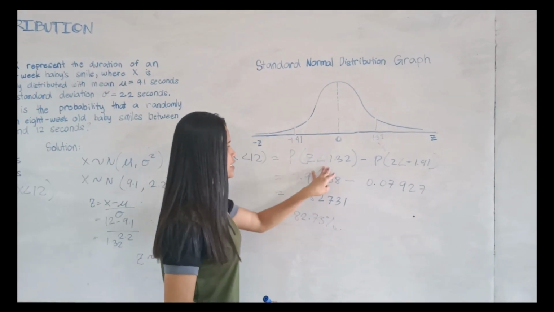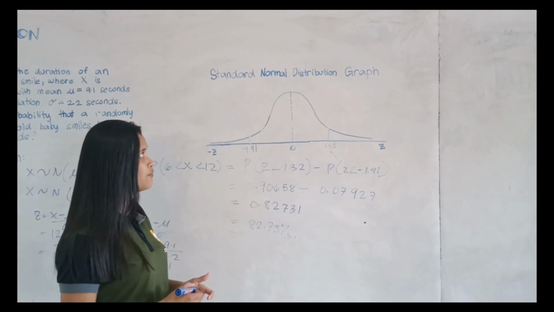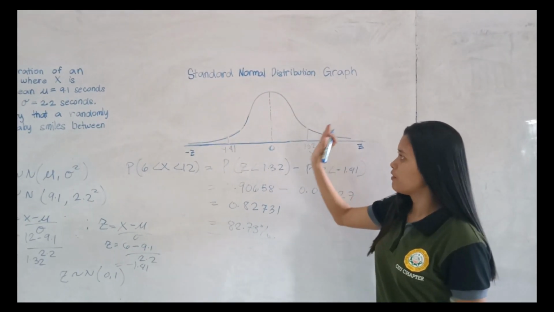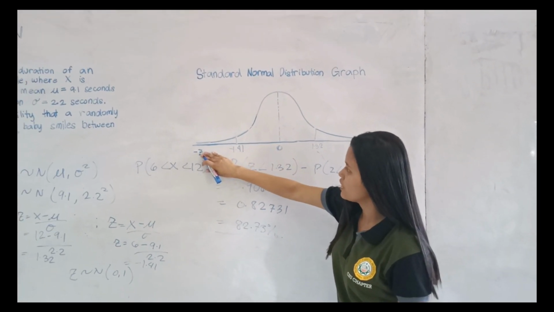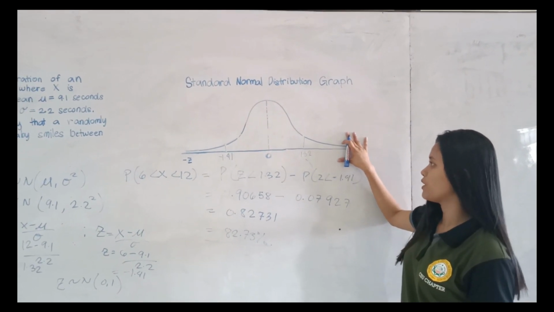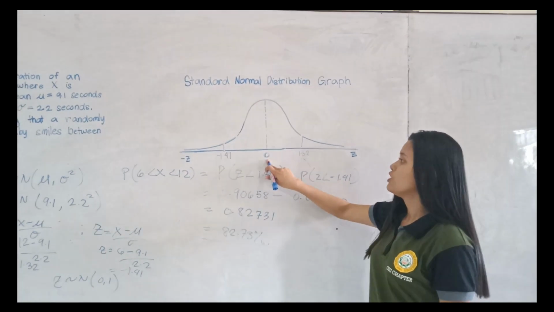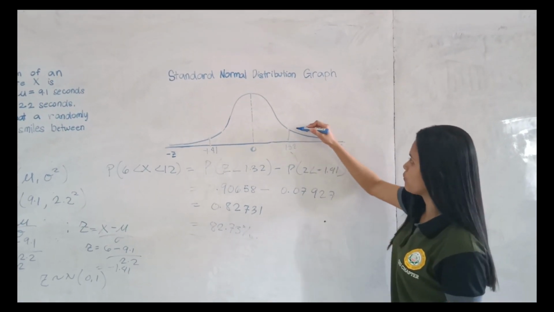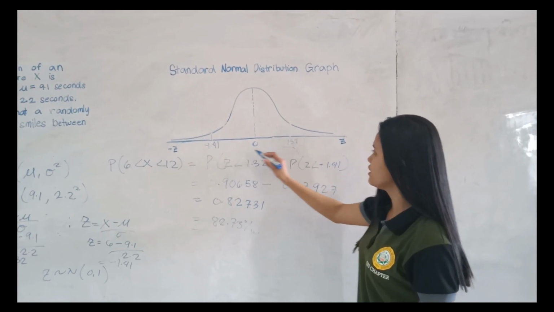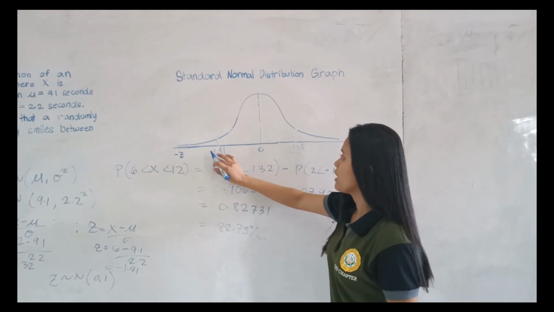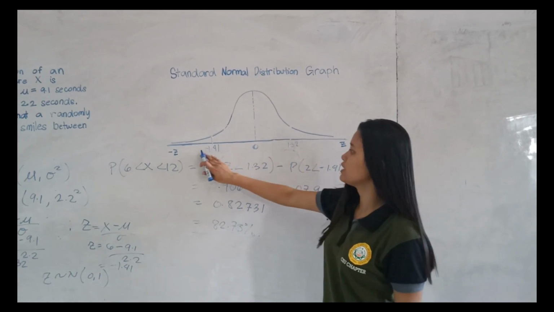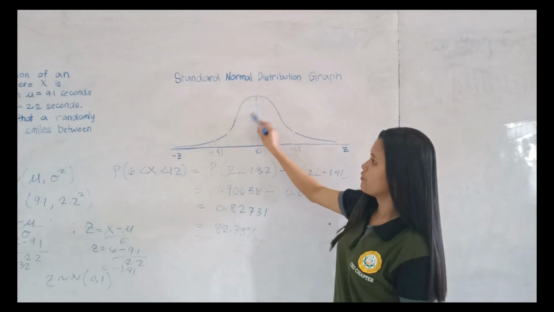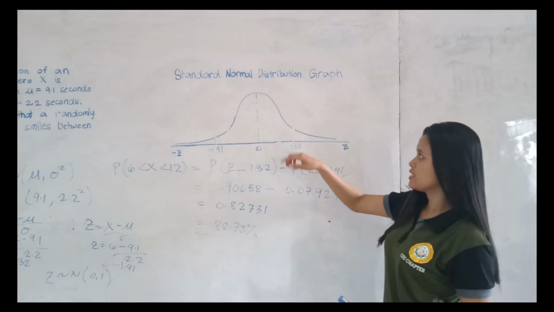If we want to plot these z-score values on the standard normal distribution graph, this is what it looks like. The whole area of the curve is 1, and this side is the negative side of the z-score, and this side is the positive side of the z-score. The center is the mean, which is 0. As we can see, the value of z, 1.32, is positive, so we assume this side is 1.32, and the other side is negative 1.41. The area between 1.32 and negative 1.41 is the probability that a randomly chosen 8-week-old baby smiles between 6 and 12 seconds.